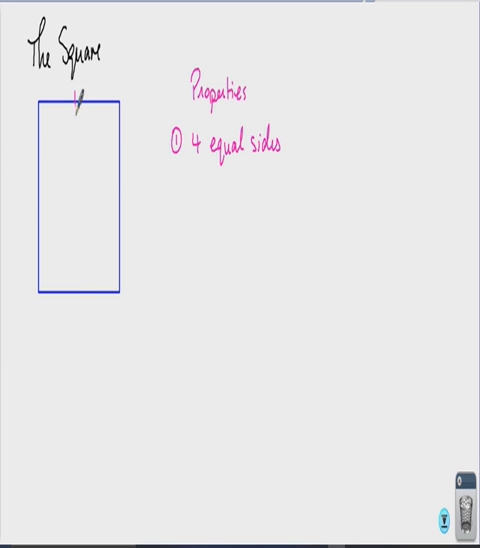All sides are equal, and I'm going to mark them. That is the symbol we use to mark that sides are equal. Property number 2, if I had to ask you, many of you would tell me it has right angles. In fact, it has all angles equal, and they are 90 degrees each. So it has 4 right angles. And that is property number 2.